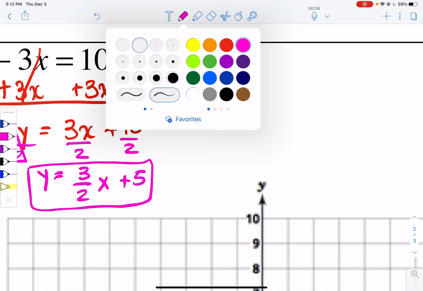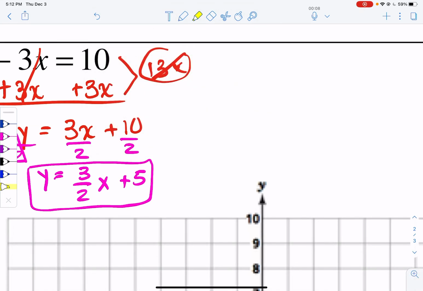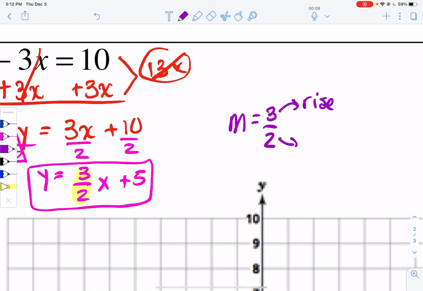So let's identify our slope and our y-intercept. Our slope is the number attached to our x. So in this case, our slope is a 3 over 2. And I always write down what my rise is. So my rise is a 3. And my run is a 2. And it's positive, so my graph is going to look like this.